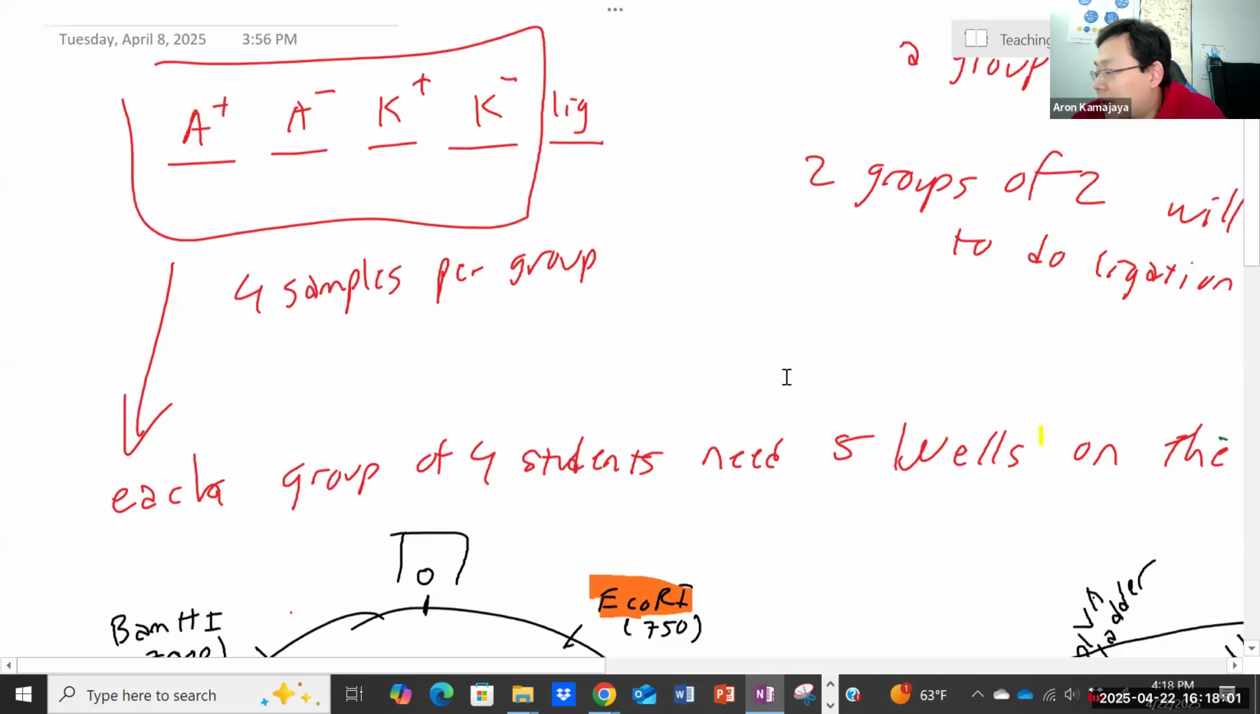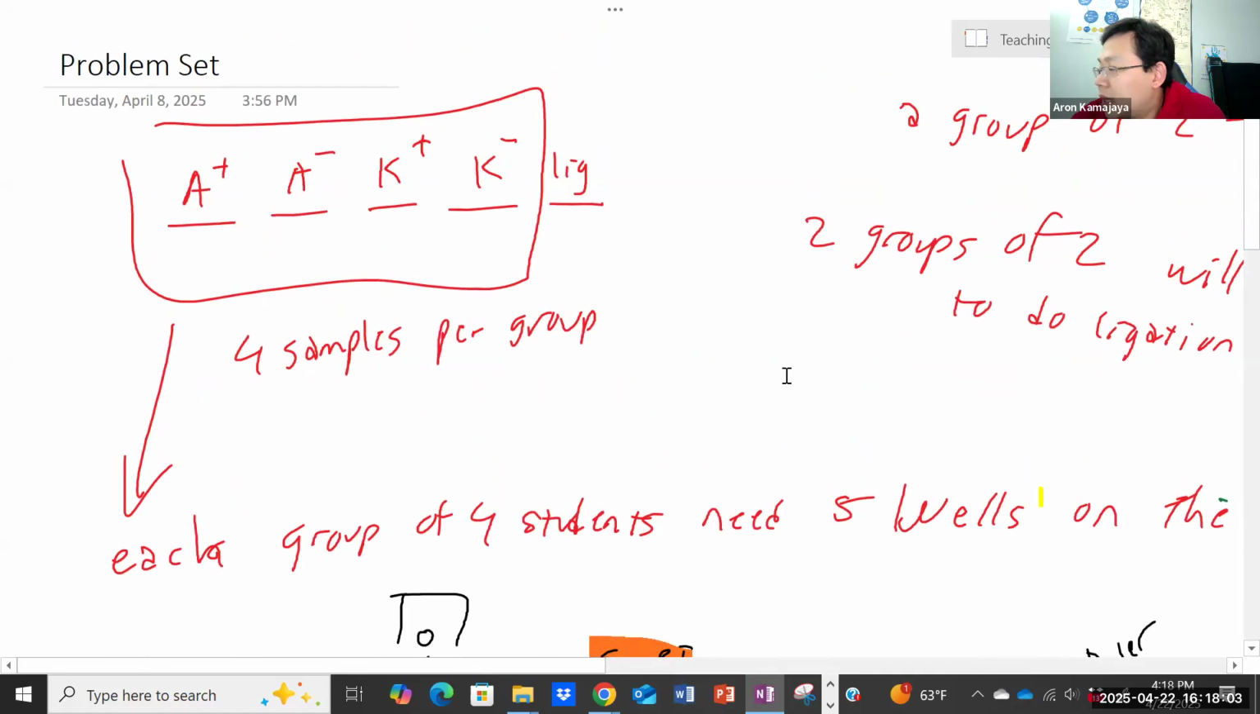Anyway, you just need to estimate the number of gels that you need, depending on how many wells are on each gel, because each group will need 5, and then you need the ladder. Don't forget the DNA ladder as well.